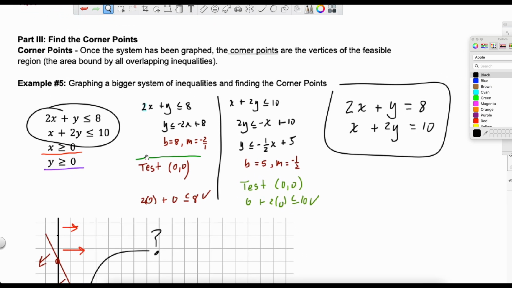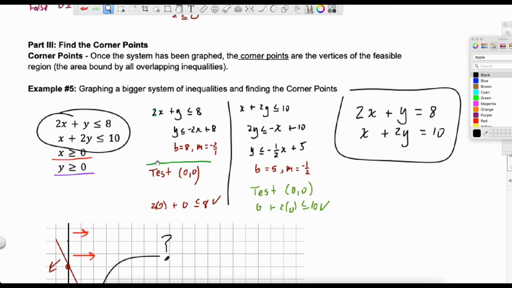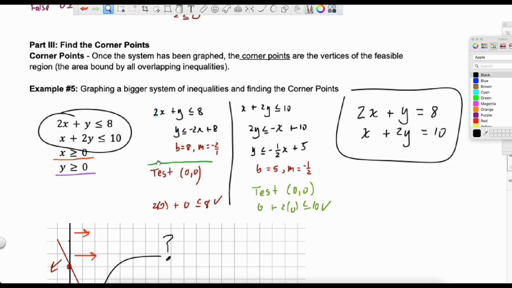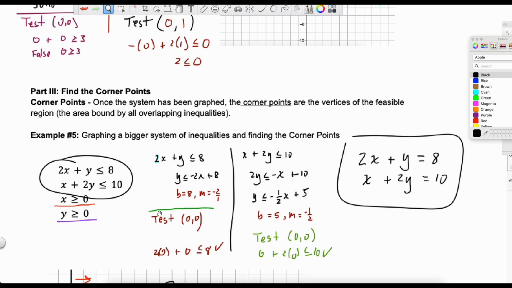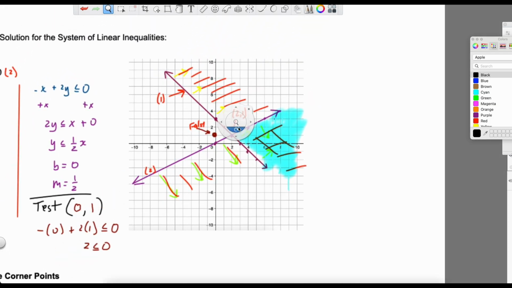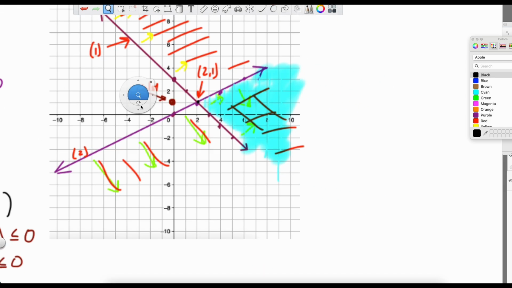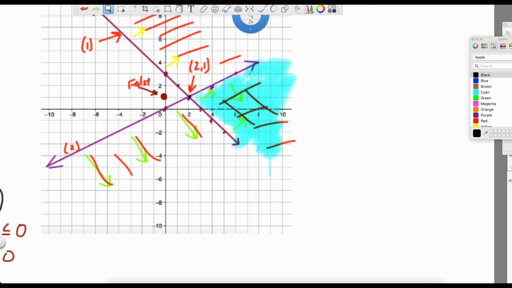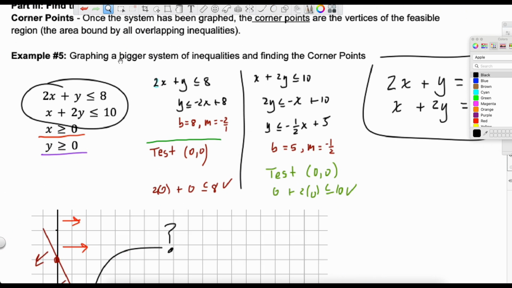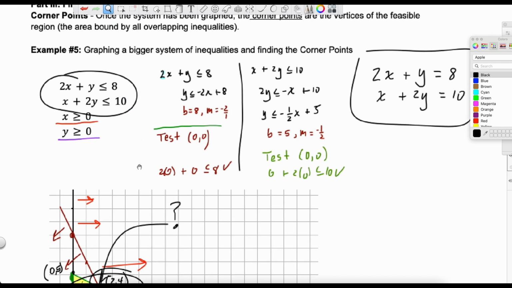This next problem, we're finding the corner points. Once a system has been graphed, the corner points are the vertices of the feasible region, the area bound by the overlapping inequalities. As we saw in the previous one, the point 2, 1 is where these two graphs intersected. It could be considered a corner point of this system. But we're going to introduce a few more inequalities for this one.